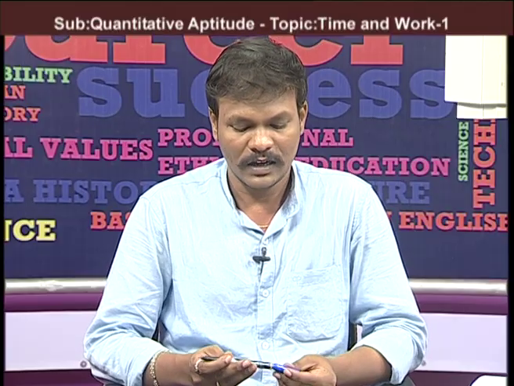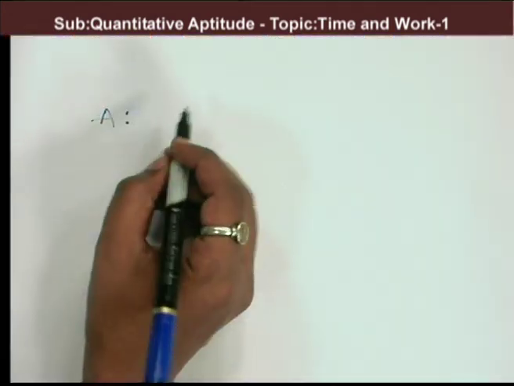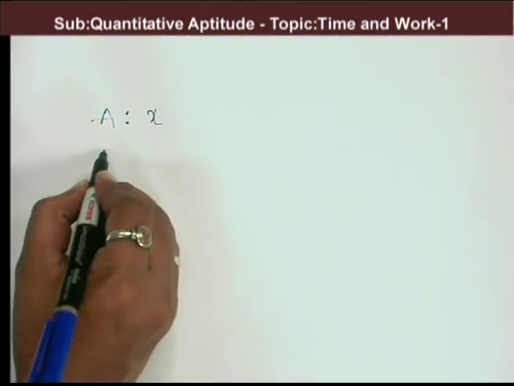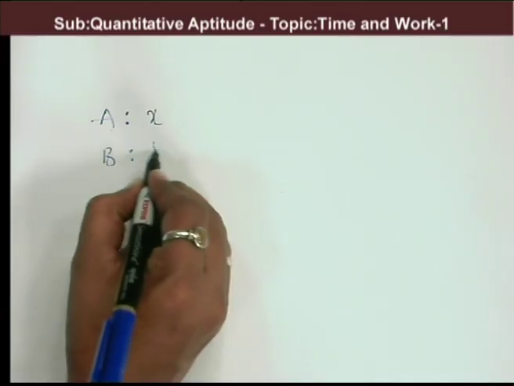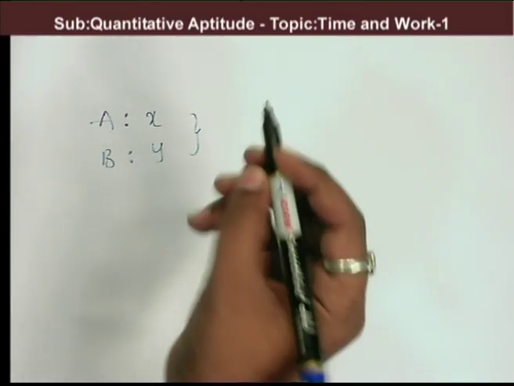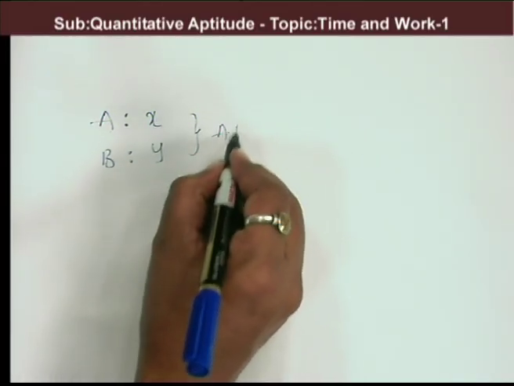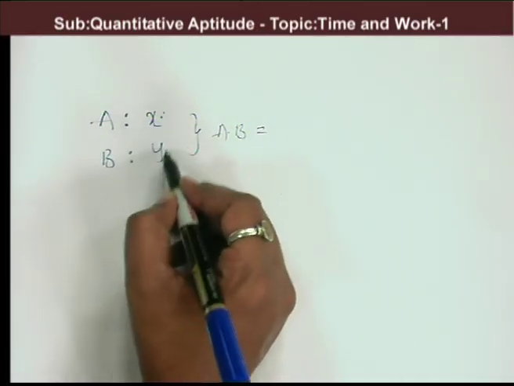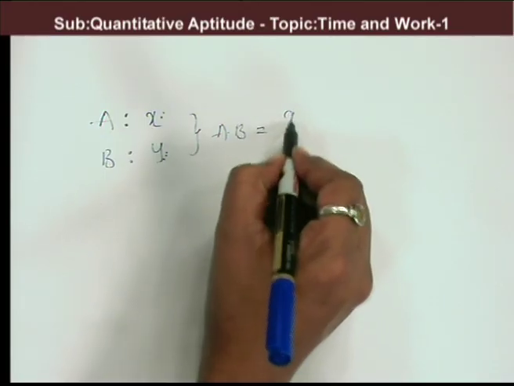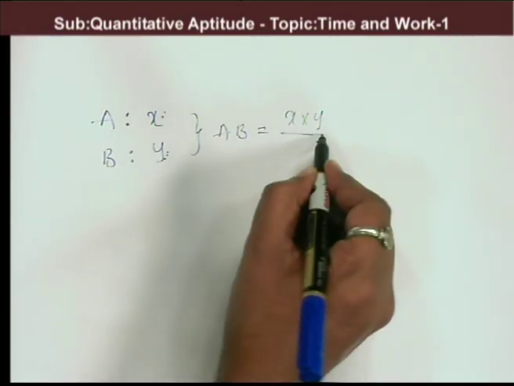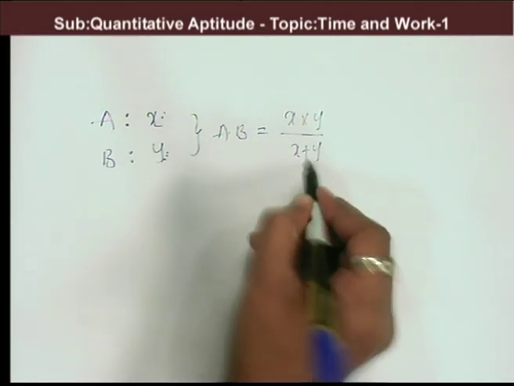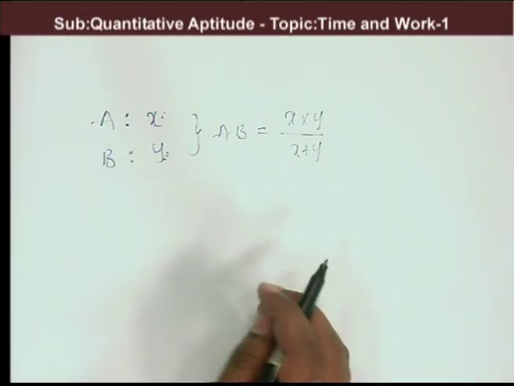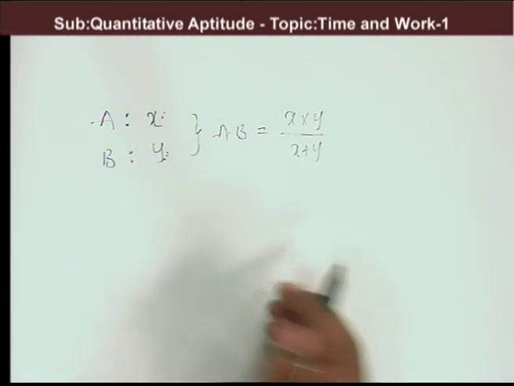If A can complete the work in x days and B can complete the work in y days, and both are working together, then when we have two values, x and y, we use the multiplication method: xy by x plus y. Working together, they complete the work in xy by x plus y days.